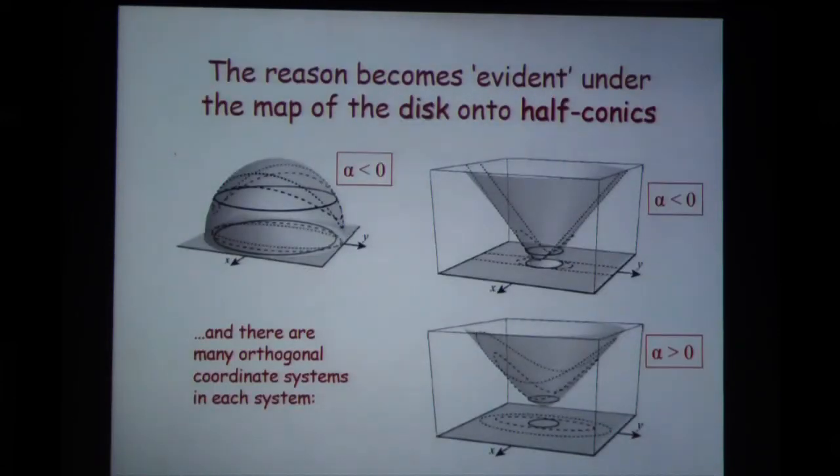So this means that we're projecting not only a half sphere, but a half hyperboloid. And these half hyperboloids can be two sheet hyperboloids. You have trajectories here which project to elliptical trajectories here, or two sheeted hyperboloids, and they all project outside.